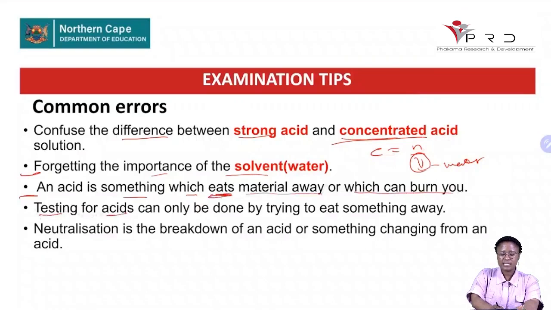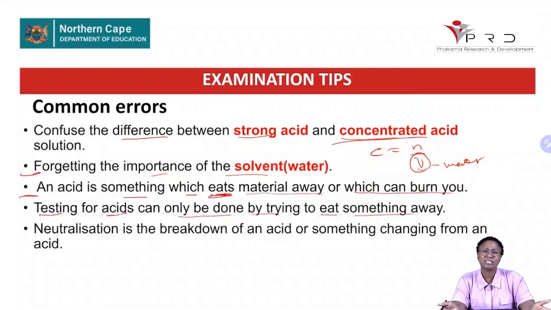Testing for acids can only be done by trying to eat something away. It does not mean that to check whether this is an acid or a base, or a strong acid or a weak acid, you need to test it on a material that can eat it away. No, we need to know which acids are stronger, and we already know which acids are weaker, okay? It does not mean that it must eat something away. Like when you put vinegar on your clothes, it is not going to eat away your clothes, okay?